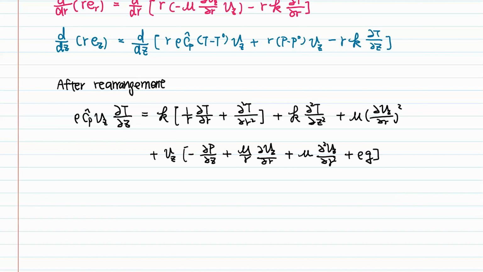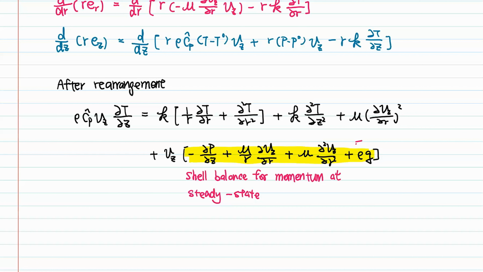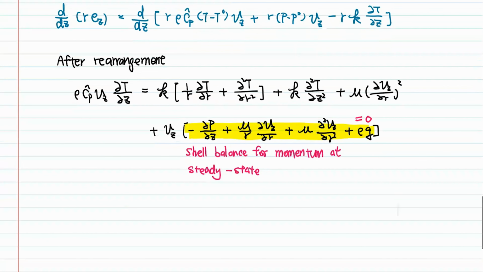Okay, and if you look at the terms in the bracket at the bottom here, this is exactly the shell balance for momentum at steady state. What that means is that the whole term here equals to zero. Okay? So finally.